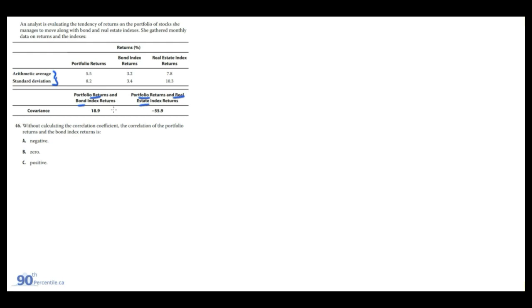And covariance is very similar to variance, but instead of concerning the variance around a mean of one variable, we're just analyzing the variance of two different points of two different data sets. So it would be like x1 minus y1 instead of x1 minus the average of x. Anyway, our question, without calculating the correlation coefficient, the correlation of the portfolio returns and the bond index returns is negative, 0, positive. Okay, so it tells us not to calculate it.